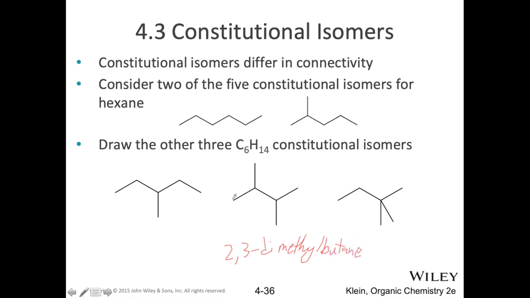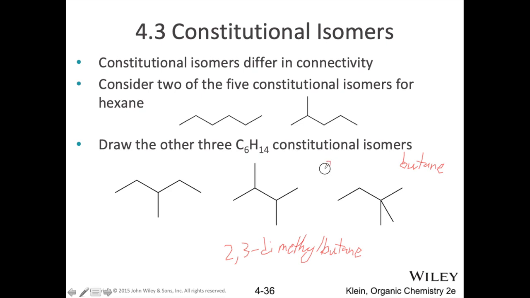Okay, I can tell because I've got 1, 2, 3, 4 carbons, so that's the butane root, and I've got methyl groups on the 2 and 3 positions, so it's 2,3-dimethyl because there's two methyl groups. Here we have 1, 2, 3, 4, so again this is a butane root. I've got two methyl groups on that number 2 carbon. It's number 2 because remember we've got to start numbering from the end that's closer to it.